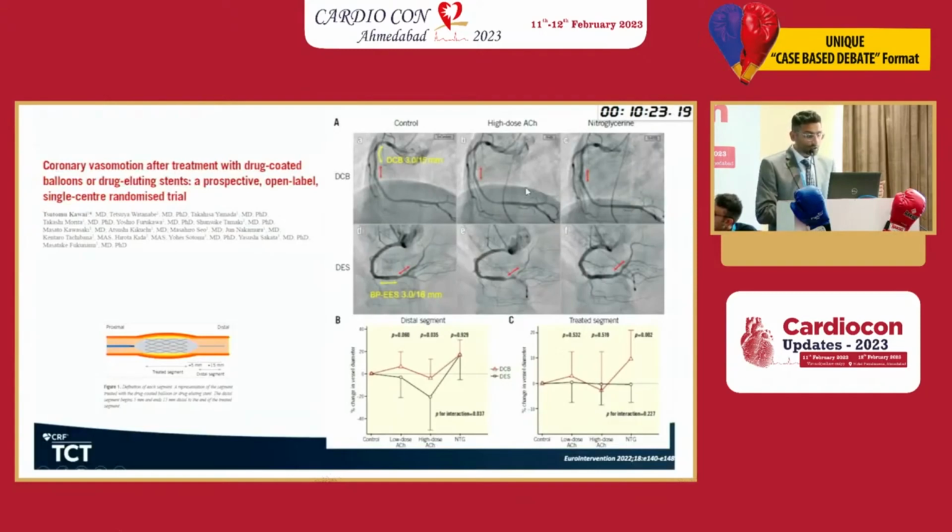If you see in the top portion a DCB, and in the lower slide the DES. The DES has been tested for vasomotion by acetylcholine and nitroglycerin, and the portion distal to the stent had an abnormal vasomotion response to the acetylcholine, while this was not the case with the DEB.